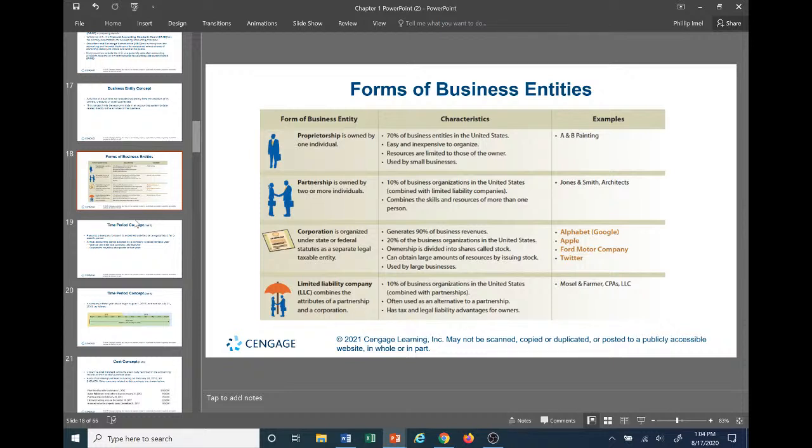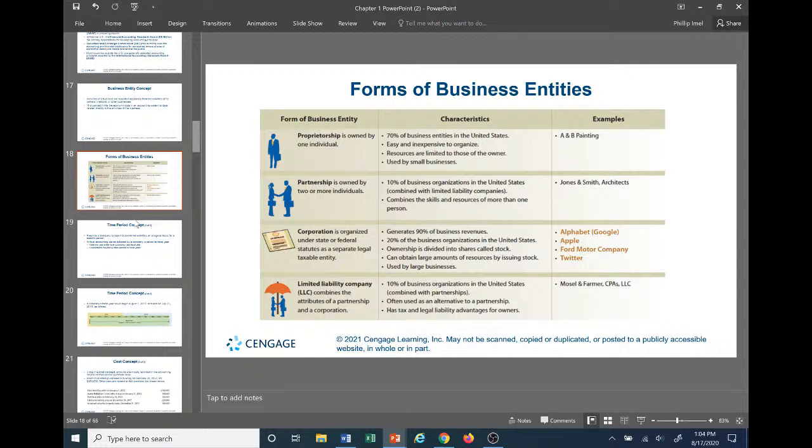So it's very important to know what form of business entity you're dealing with, to know how to approach the accounting for it, the regulations tied to it, or how the ownership structure is going to be built. We'll start with the proprietorship. That's owned by one individual, also known as a sole proprietorship. Its characteristics: 70% of business entities in the United States, easy and inexpensive to organize, resources limited to those of the owner, and used by small businesses.